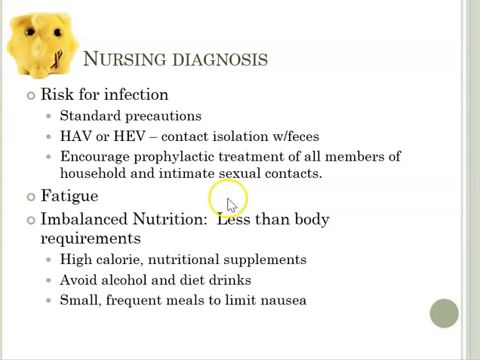These patients are going to have fatigue, so you want to space out your activities. With these patients, you're not going to do everything at once because you're going to really wear them out. You want to educate them on their nutrition because they're going to have less than body requirements, so high-calorie nutritional supplementation. Avoid alcohol and diet drinks and anything that's going to create a problem in the liver. So think about your Tylenols. Frequent small meals to help limit nausea, and then get family involved. A lot of times the food in the hospital is not very tasty, and family can bring something in that the patients are more prone to eat.